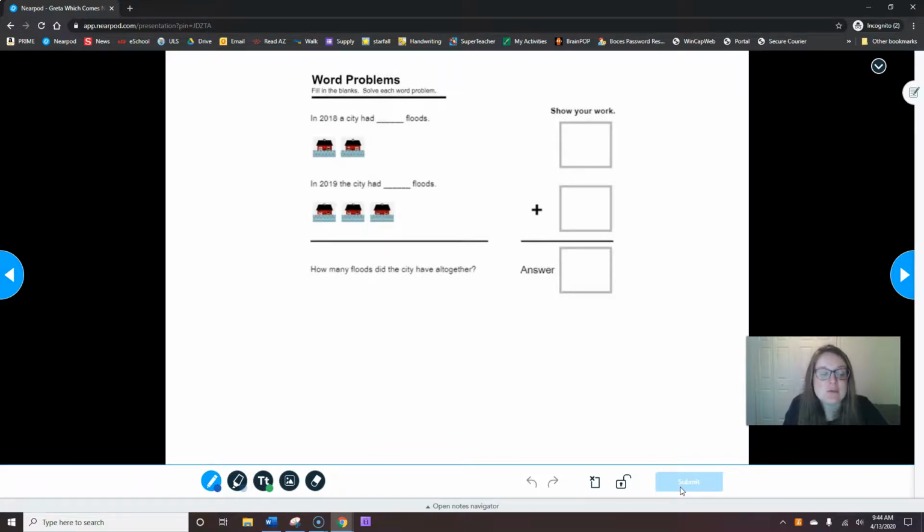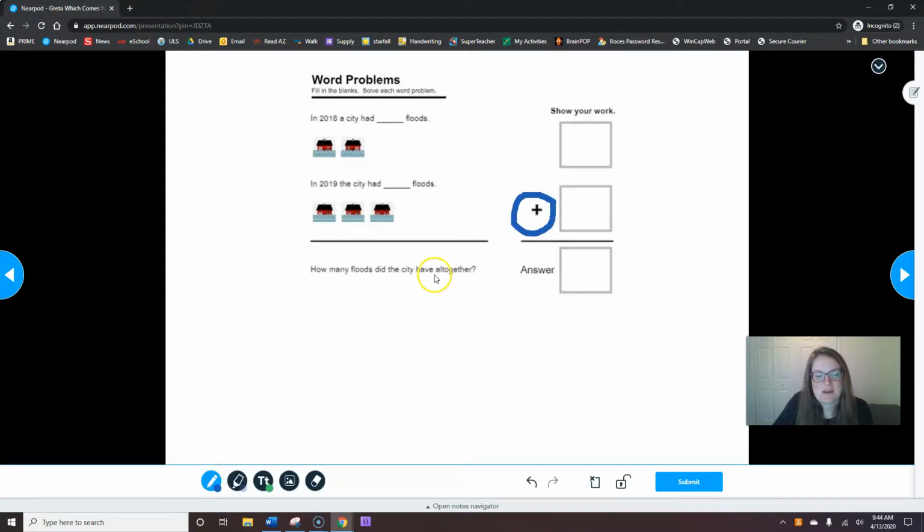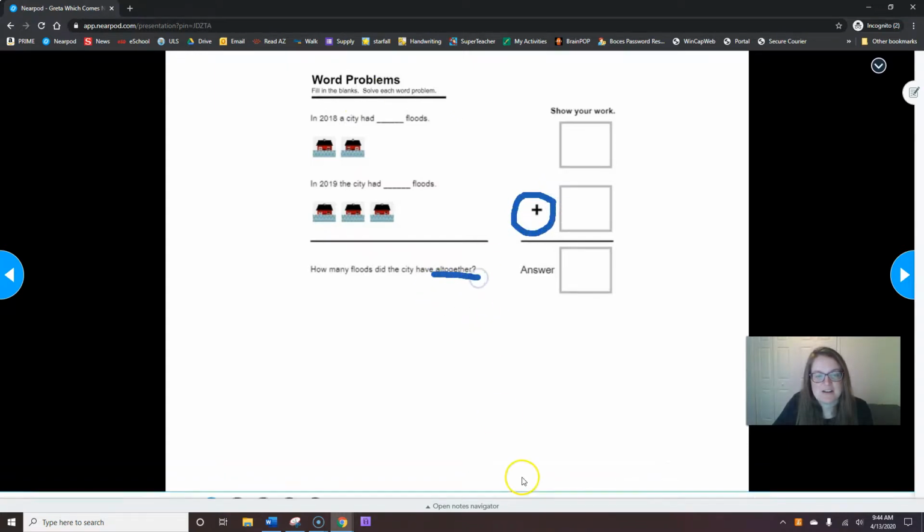Now we have 2 word problems to do, and you're all done with your math today. Whew. So this is about floods. Floods can be one thing that happens when the climate changes very fast. So, word problems. Fill in the blanks and solve each problem. For this problem, we're adding, and it says how many floods did the city have altogether.